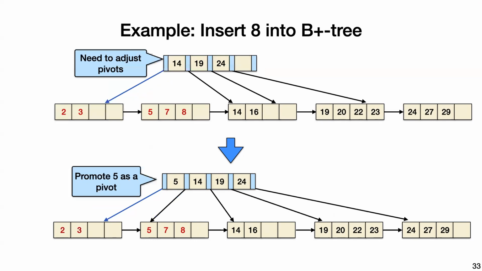And yeah, so like I said, we need to fix up the pivots. Because 5 is the front of this new leaf that got created, we're gonna move 5 up here and shift the pivots around. So this pointer was originally the one left of 14, but now is the one left of 5. And the one to the right of 5 is something new, so this is pointing to the new node that we made. Does that make sense?